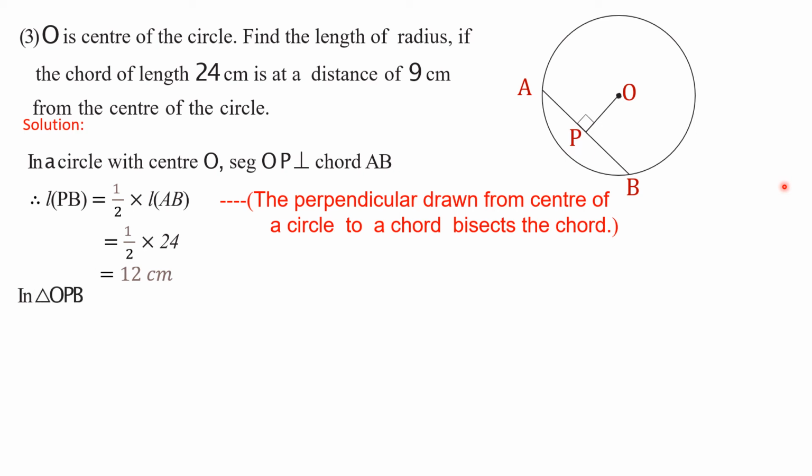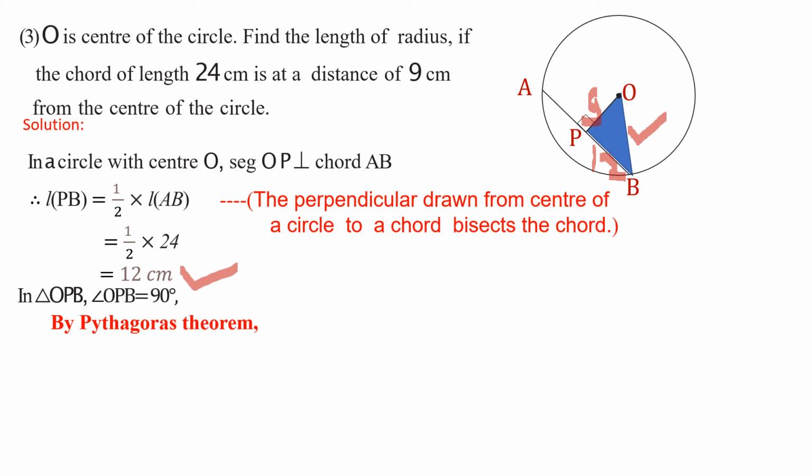In triangle OPB, angle OPB is equal to 90 degree. I highlight here this triangle. Here PB is equal to 12, from here, and OP is equal to 9. So we find out OB, sorry.